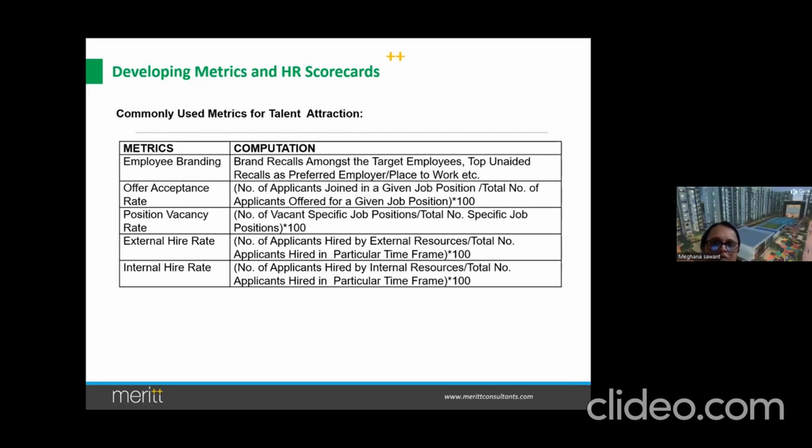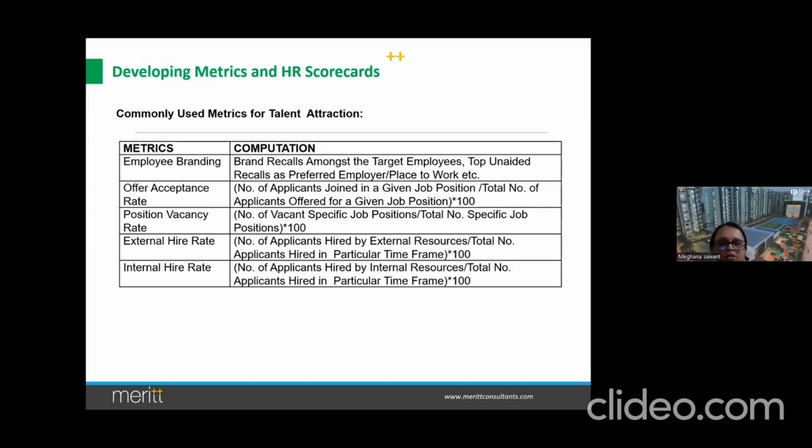Then position vacancy, can that also be an indicator for you? If your positions are not filled, some of them for 6 months, what does it say? That means either you are not paying right, your compensation has to be looked into, or market corrections have not been made. Or internal hire rate. What is that? Saying that, IJPs.